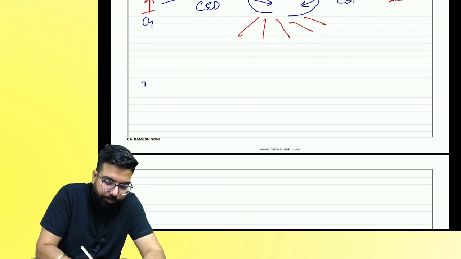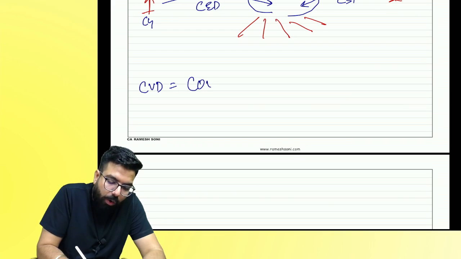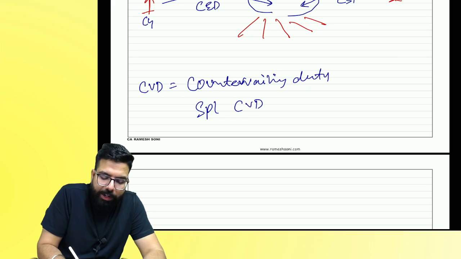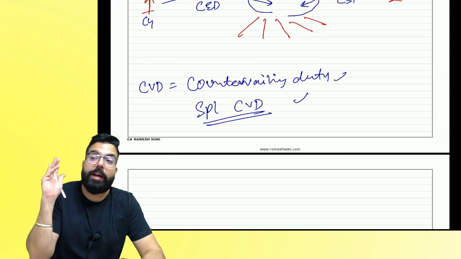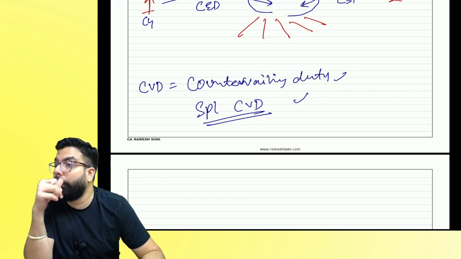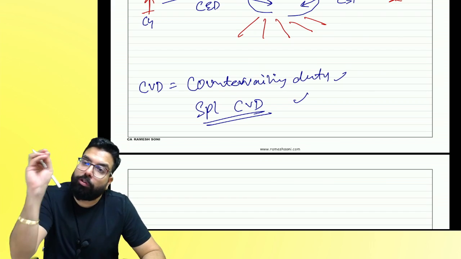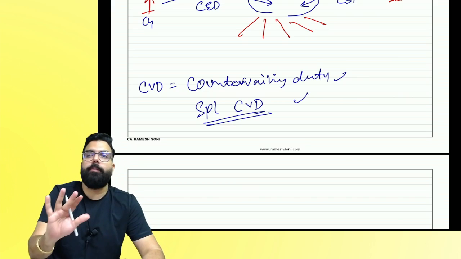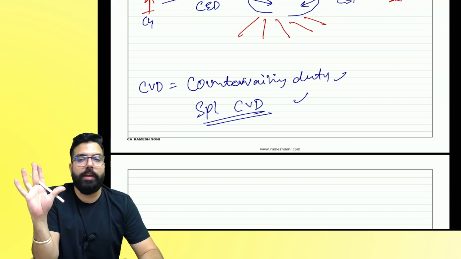CVD is countervailing duty. Countervailing duty and special countervailing duty. These are charged under the Customs Act, which we will be learning in CA Final. This also went away. This also the central government told, gone. Are we clear, everyone? But I am not teaching you about CVD. We'll learn in CA Final, not now.